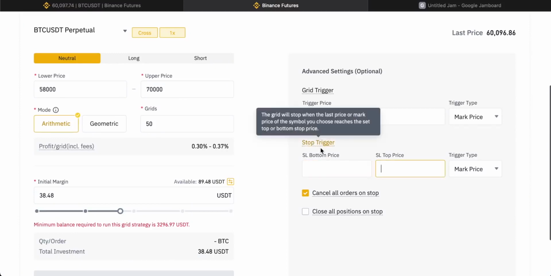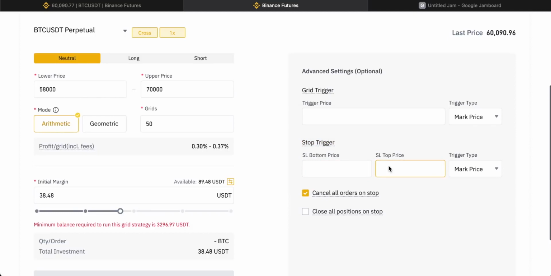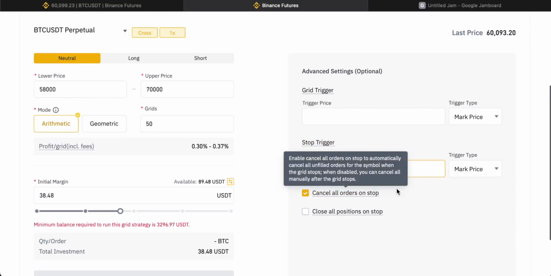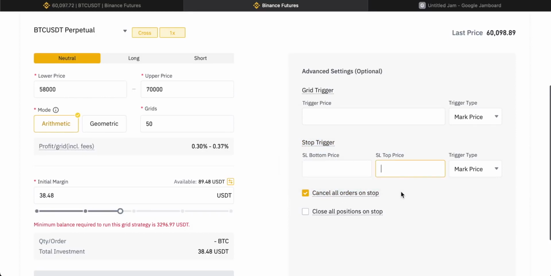If you do want to set that stop trigger, just set the price as you can see here, and then you can choose to basically cancel all of your orders, come out of all of your trades, and essentially the bot will stop trading for you.